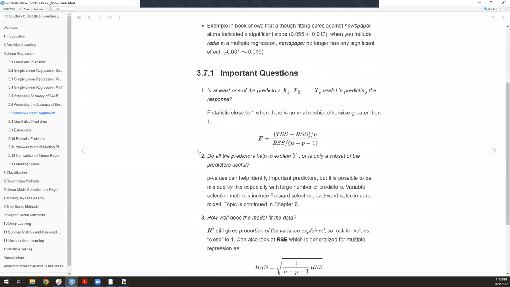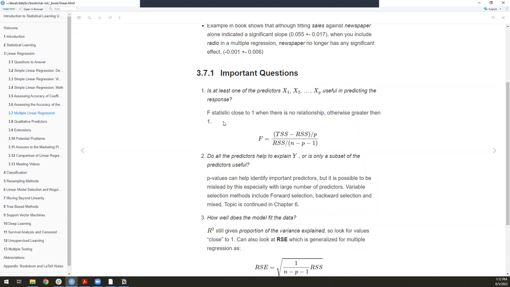Then the book talks about some important questions about any of these multiple linear regressions that you should consider. One: are any of these predictors useful in predicting the response? And this is, again, one of these things where they just kind of throw at you this black box statistic, the F statistic. They give you some heuristic understanding of why it should be close to one when there's no relationship, otherwise a lot bigger than one. But how big it should be, they say, kind of depends. I didn't really get a good feel for how to use that F statistic from what I read so far. I'm hoping it'll become clearer in the practical exercises.